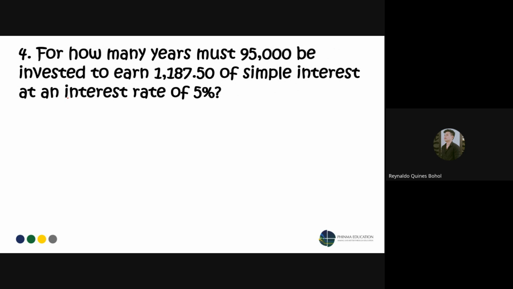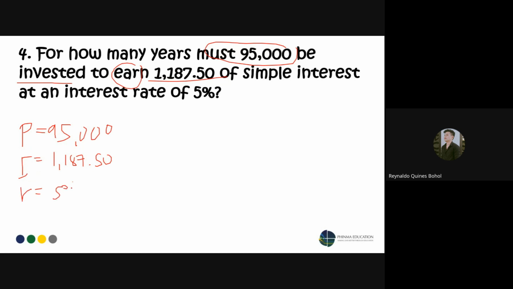Next, for how many years must 95,000 be invested? There's a word invested, that's why this is P. So P is 95,000. Then it earns again 1,187.50 of interest, and the rate is 5%.